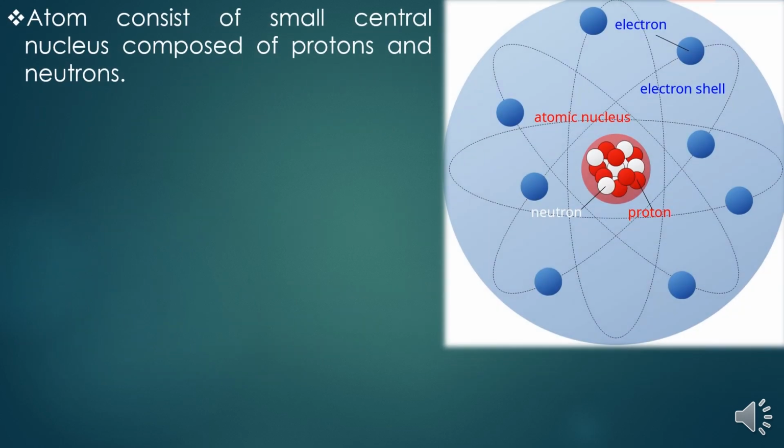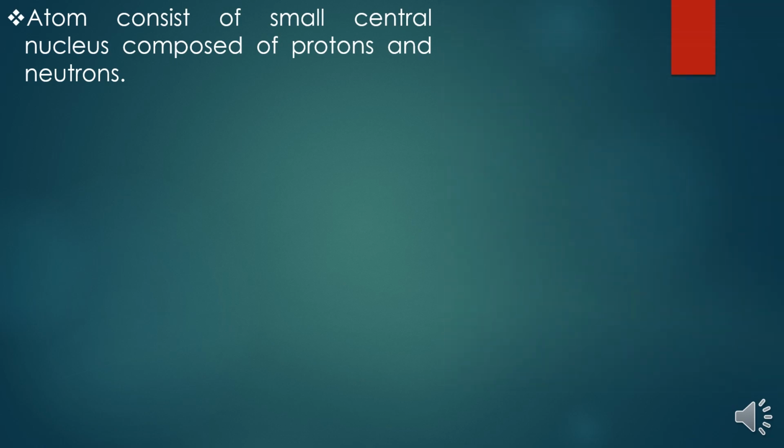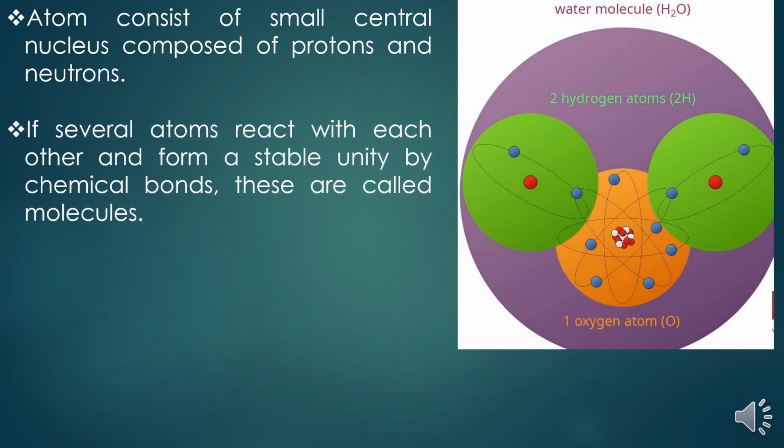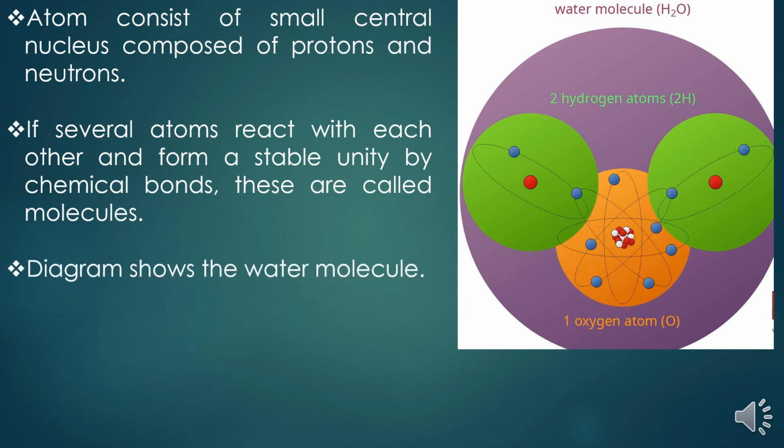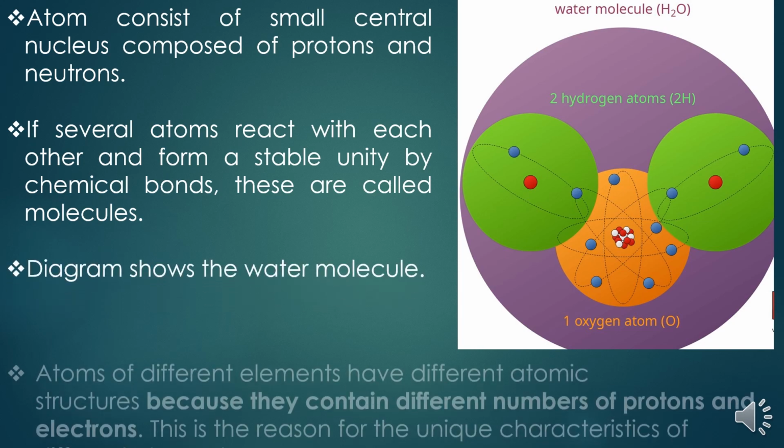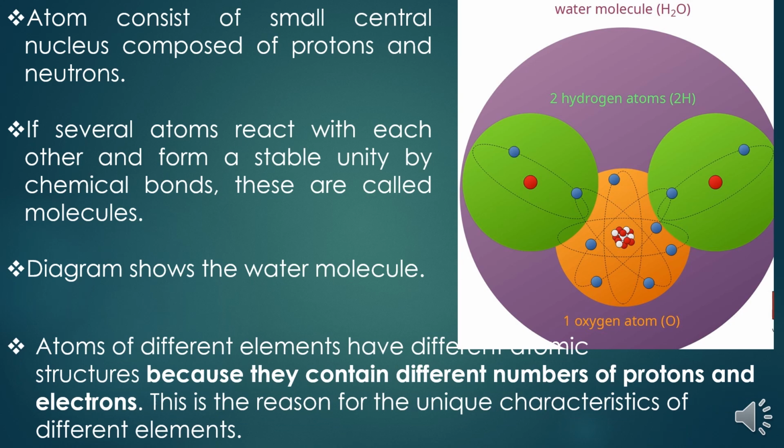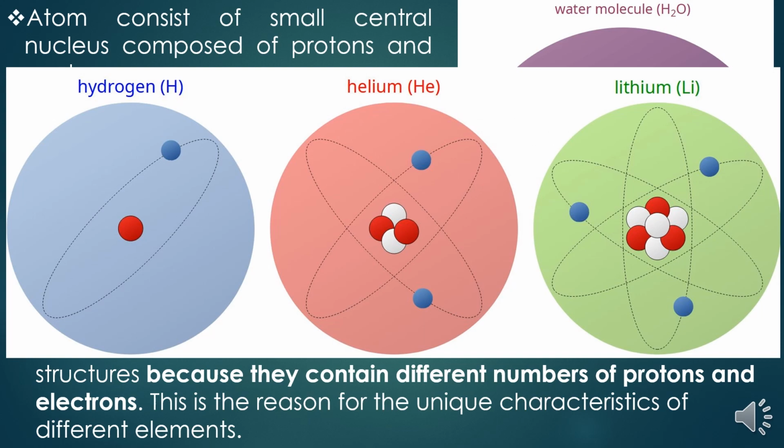An atom consists of a small central nucleus composed of protons and neutrons. If several atoms react with each other and form a stable unity by chemical bonds, these are called molecules. Diagram shows the water molecule. Atoms of different elements have different atomic structures because they contain different numbers of protons and electrons. This is the reason for the unique characteristics of different elements. Diagram shows different atomic structures.